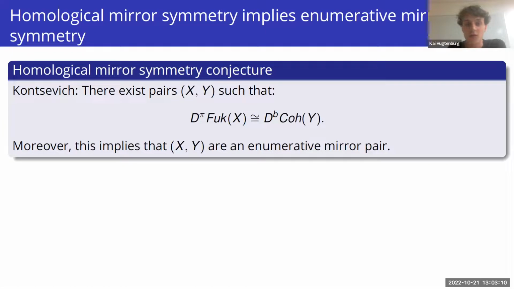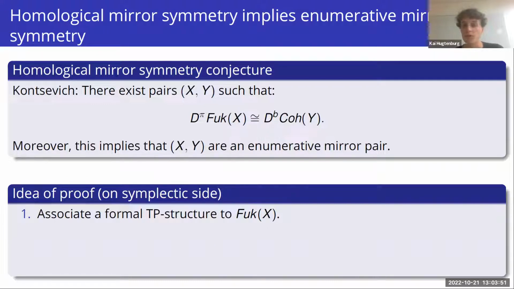Then the idea that Kontsevich came up with is that instead what you should actually look at is a deeper kind of mirror symmetry, which is a homological mirror symmetry between X and Y, which says that the Fukaya category of X is quasi-equivalent to the derived category of coherent sheaves on Y. And he conjectured that if X and Y are homologically mirror, then their enumerative invariants, or the Gromov-Witten invariants, and the period integrals of Y are in correspondence. But this is, in most cases, still an open problem.